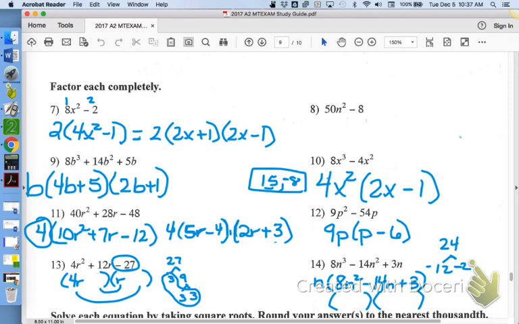GCF of 2 and 8 is 2. So I know that my first one's going to be 2, which by logic, this one has to be 4n. 3 only has one factor, so do I put the 3 here and the 1 here, or vice versa? We'll play around with it. We got to get a 14. That gives me 6 and 4, no cigar. So I'm going to have to switch these.